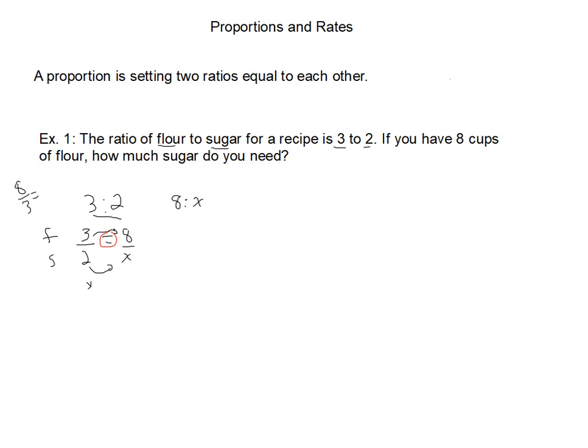If we type 8 divided by 3 into the calculator, we get approximately 2.67. I'm going to round it at 2 decimal places. What that means is that we need to multiply 3 by 2.67 in order to get 8. If we multiplied the numerator by 2.67, what do we have to do to the denominator? We need to multiply it by 2.67 as well. So if we take 2 and multiply it by 2.67, we get 5.34.